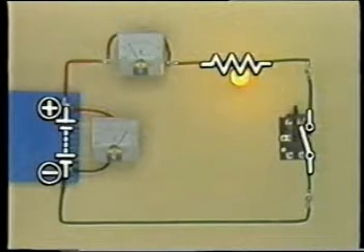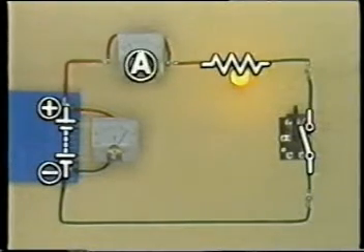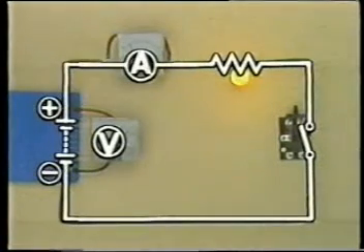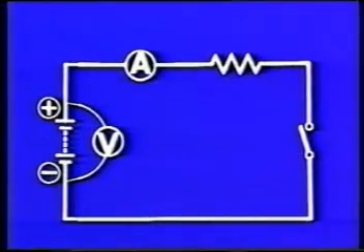This is a switch. And this is an ammeter. This symbol is for a voltmeter. Now we draw an entire electric circuit. Can you tell what is represented by each symbol?